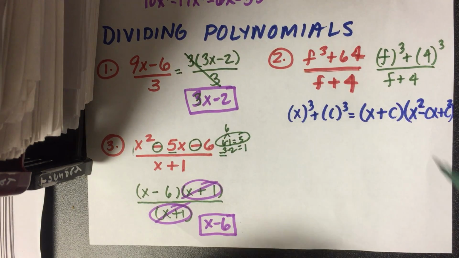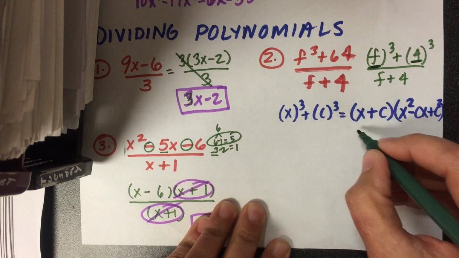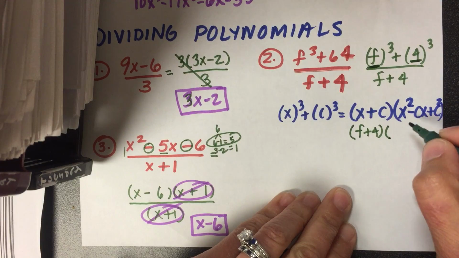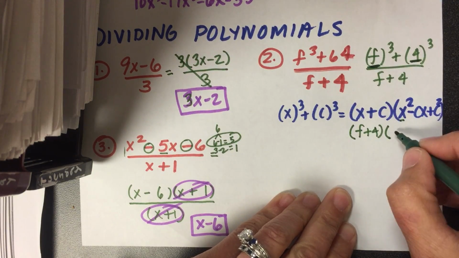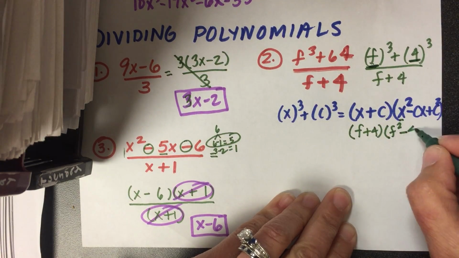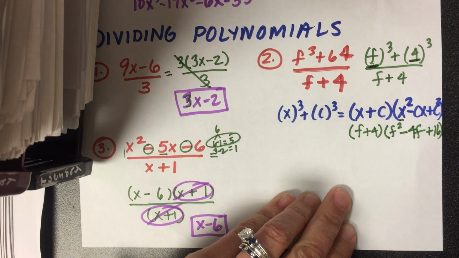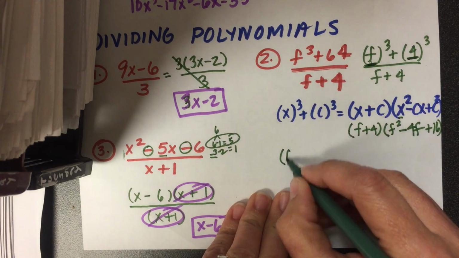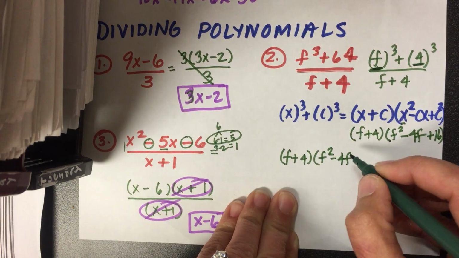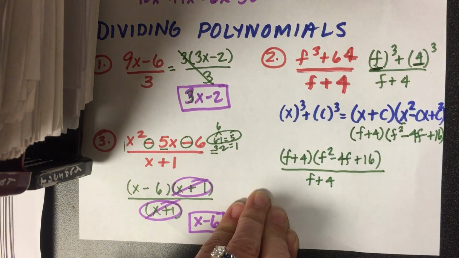So we're going to apply that here with our sum of cubes. My two bases are f and 4. So my first factor is going to be f plus 4. My second factor is going to be my first base, which is f squared, minus my two bases multiplied, which would be f times 4, so 4f, plus my second base squared, which is 4 squared, which is 16. So now I can go back, and on top I can rewrite this as f plus 4 times f squared minus 4f plus 16, and on the bottom, f plus 4.